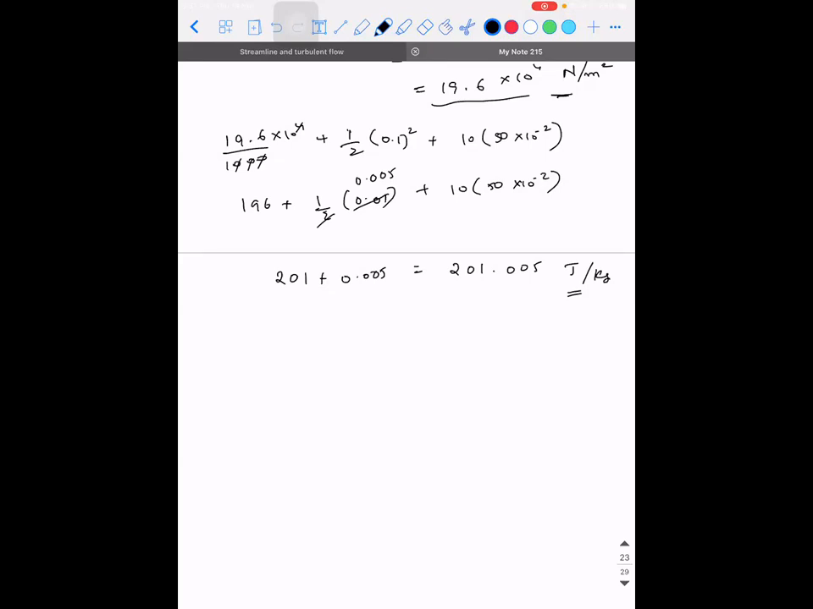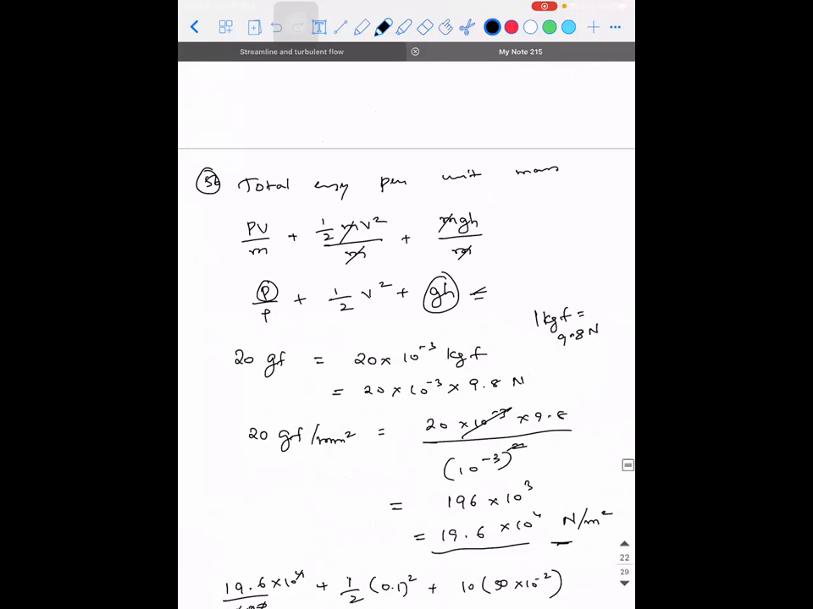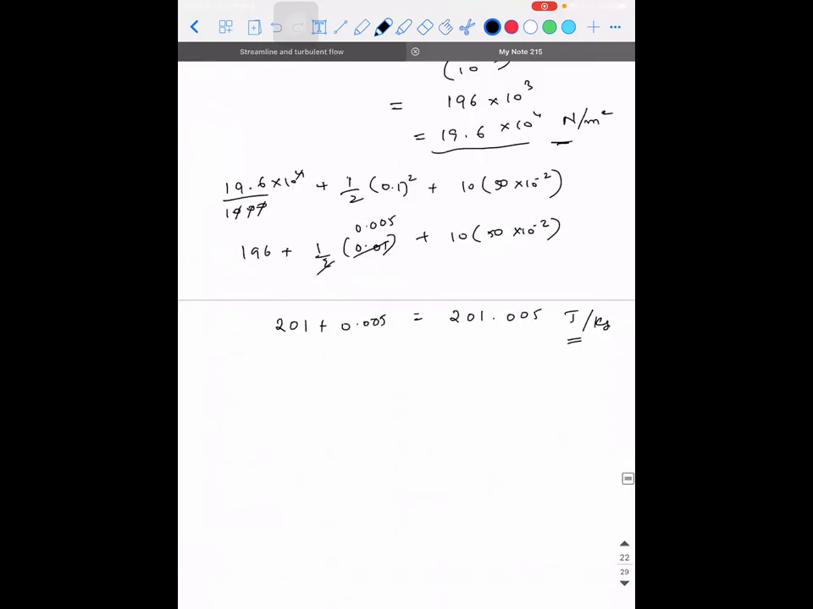Did you understand why I wrote joule per kilogram? Yes sir or no? Because what did we calculate? We calculated the total energy per unit mass. Energy is measured in joule, mass is measured in kilogram. That's why I reported the final answer as joule per kilogram. Okay, sir. Understood.